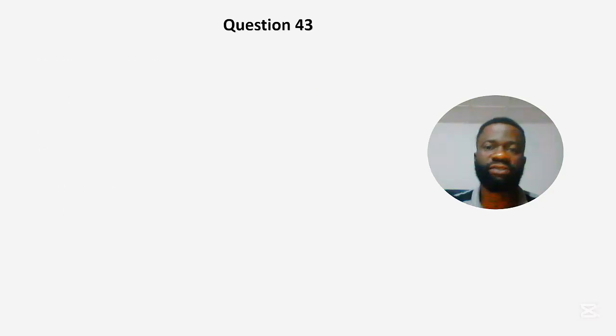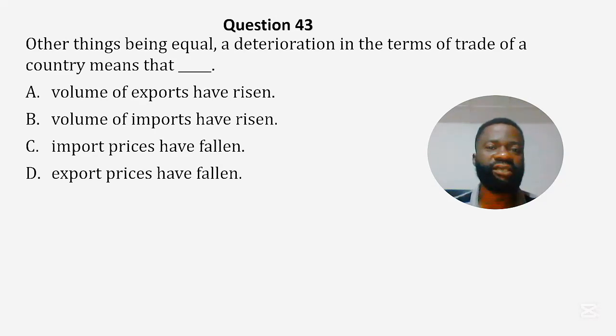Question 43. Other things being equal, a deterioration in the terms of trade of a country means that dash. A. Volume of exports have risen. B. Volume of import have risen. C. Import prices have fallen. And D. Export prices have fallen. This is a repeated question from 2020 WAEC GCE past questions. Now let's look at the correct answer.